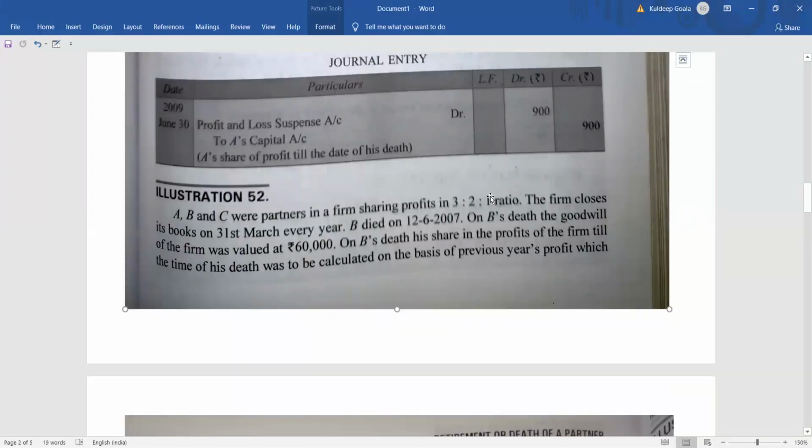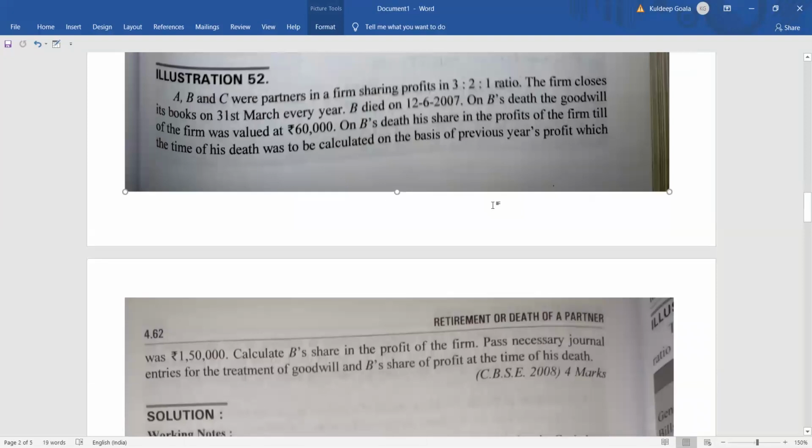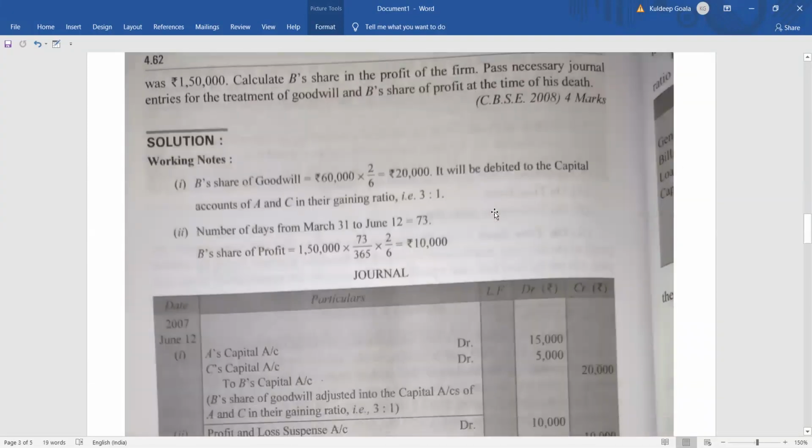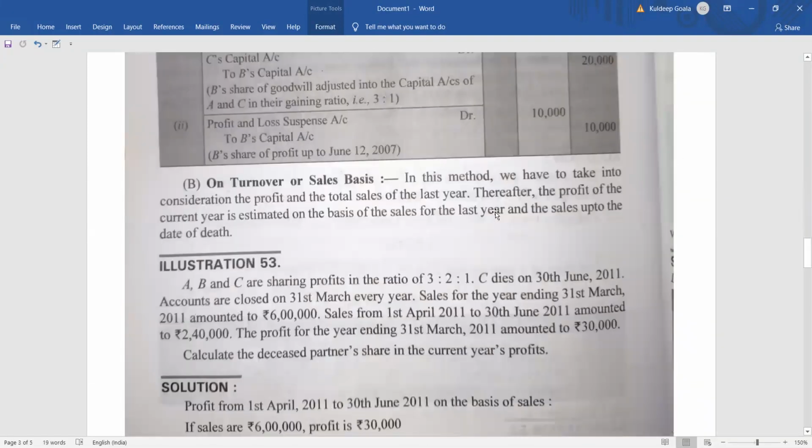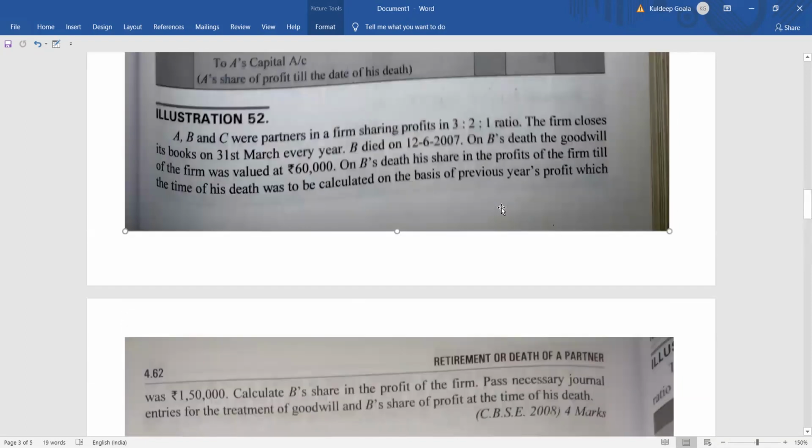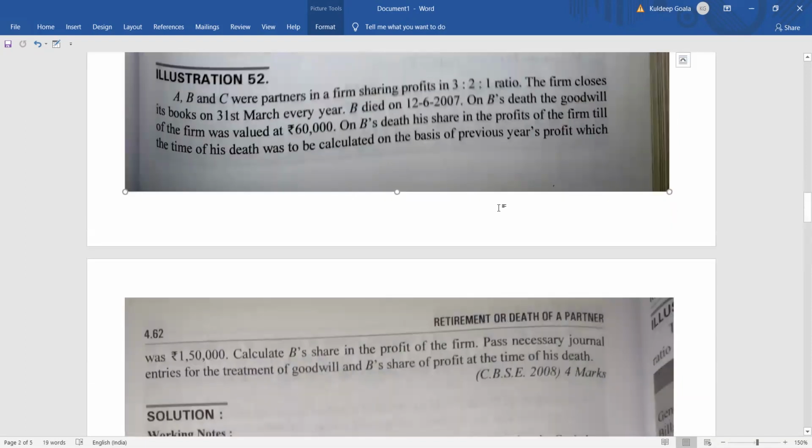Here we'll be learning about a similar thing, that is last year's profit. So we'll take another example of this particular situation. What is given here? A, B, and C were partners in a firm, and their profit sharing ratio was 3:2:1. The firm is closing the books on 31st March every year. B died on 12/6/2007. So remember, the year ends on 31st March.